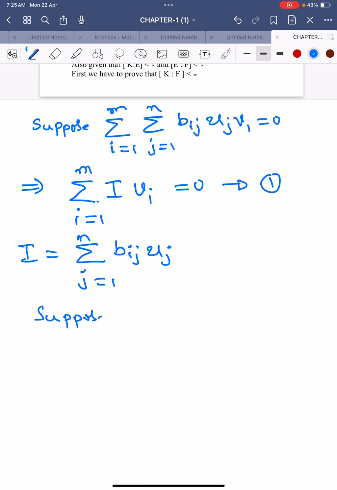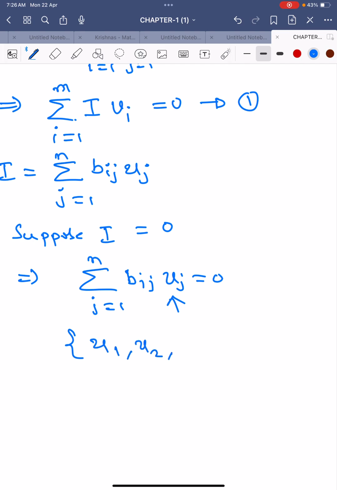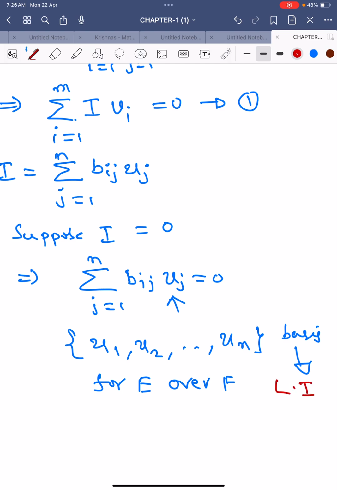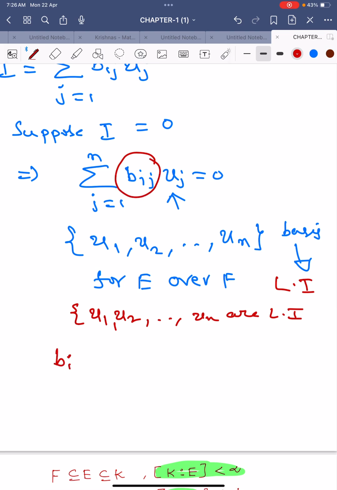Now we assume that capital I_i is equal to 0. If capital I_i is equal to 0, then summation over j equals 1 to n of bij into uj is equal to 0. What is uj here? Here u1, u2, and so on up to un is a basis for the vector space E over capital F. What is meant by basis? A basis is a linearly independent set. If it is linearly independent, then these vectors u1, u2, and so on up to un are linearly independent, so obviously their coefficients bij are equal to 0.